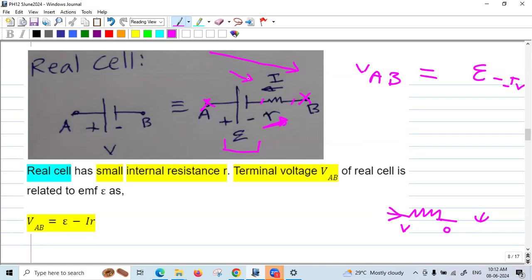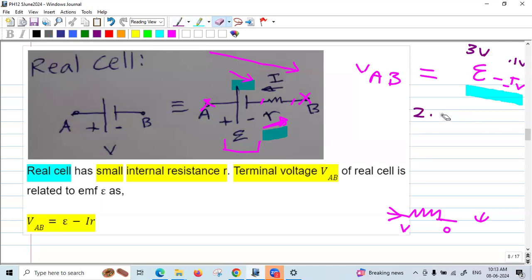The net drop from A to B is this drop, which is E, minus this rise, because rise means negative drop, right? So the drop from A to B will be E minus Ir. Okay, so if E is 3 volts, and the drop in a good cell will be say around 0.1 volts, the actual voltage available across the terminals of a real cell is 2.9 volts. Okay, it's not exactly 3 volts. So there will be a small difference because there is a small internal resistance.